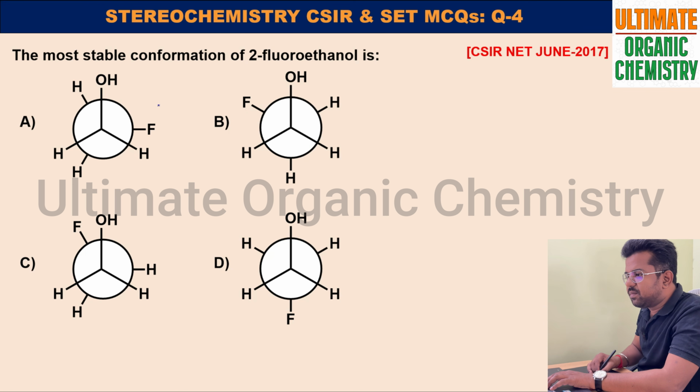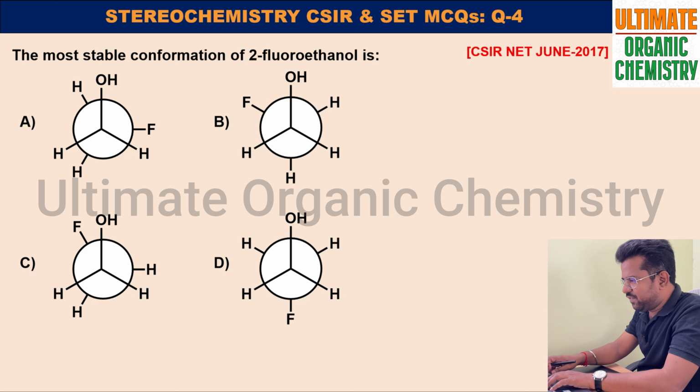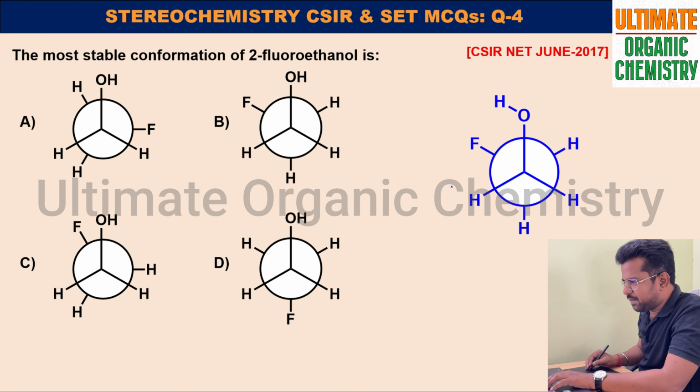Question number 4. The most stable conformation of 2-fluoroethanol. So this question was asked in CSIR June 2017. So they have given 4 conformers. Already I think this question is very much a famous question. So directly we will go to the answer. So the right answer is option B.